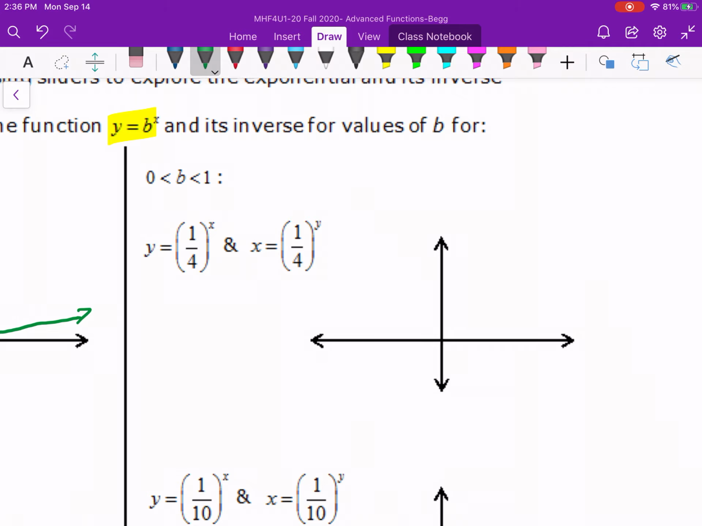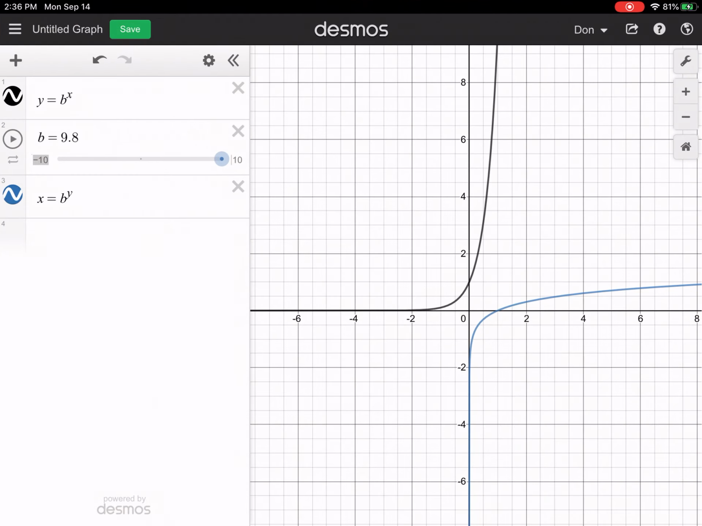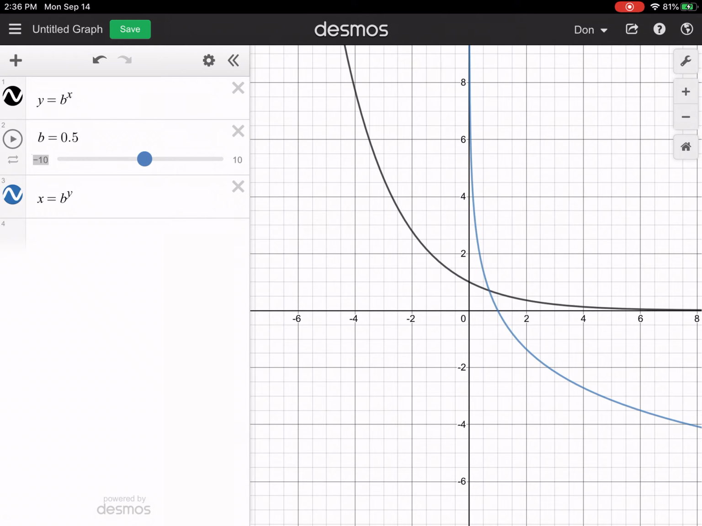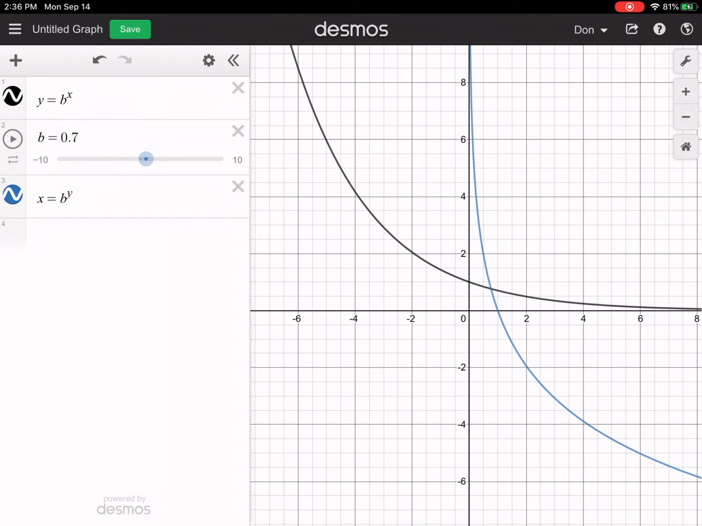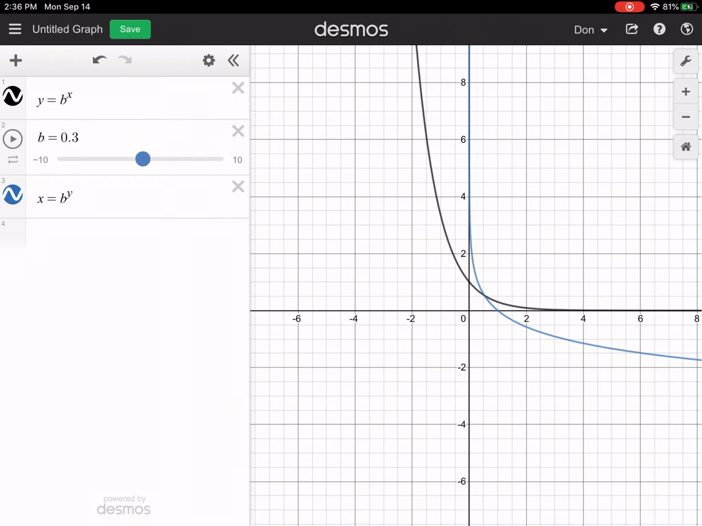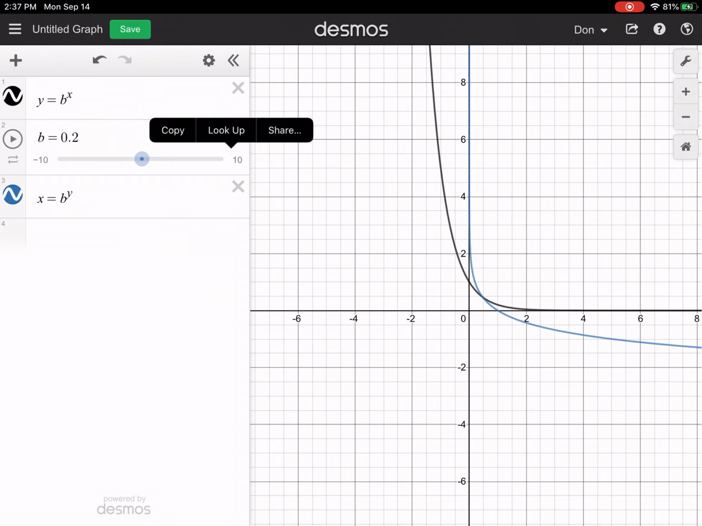Now, if b is between 0 and 1, it's a decimal or a fraction between 0 and 1, let's see how that plays out. So, let's go, find 0.7, very hard to move it such small amounts. Okay, there's 0.3, just slipped on me. Okay, there's 0.2. I'm going to go with that.